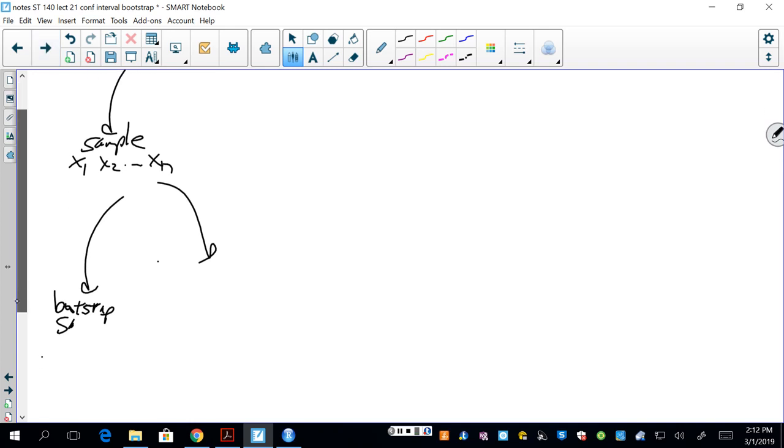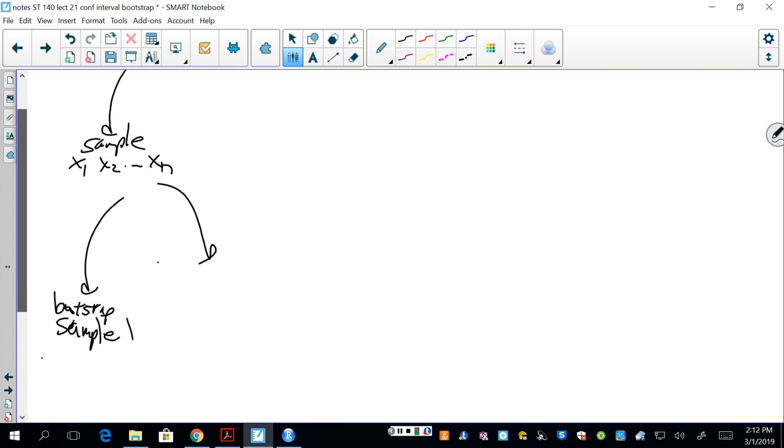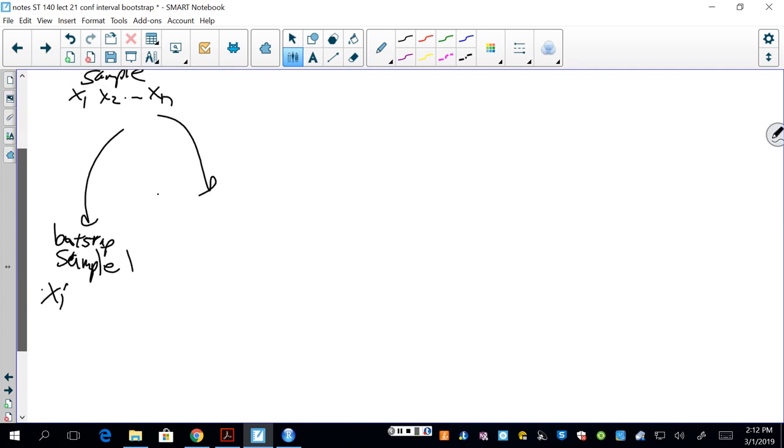Bootstrap sample 1. In this case, you could call it x1 star, x2 star, up to xn star, a new sample, and we take the average of those and call it x bar star 1, the average of the first bootstrap sample. We pick these randomly from the group with replacement, which means we take our n values and pick one, then go back to the full set again and pick again, and we do that n times. So we could get duplicates. This is sampling with replacement.